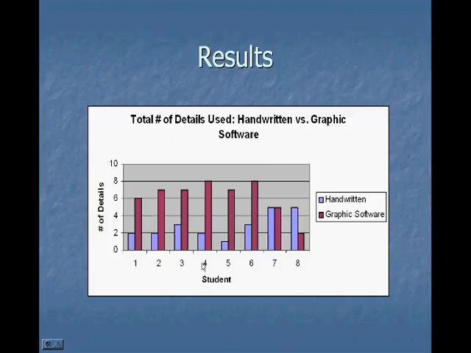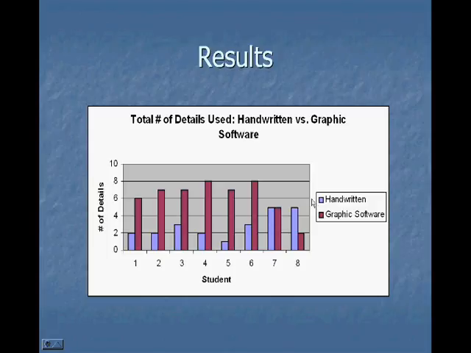And my results. My first three students, 1, 2, and 3, were my low-level writers. 4, 5, and 6 were my middle-level writers, and 7 and 8 were my high-level writers. Blue is their handwritten, and purple is the graphic software compositions. And this one's the total number of details used. So you can see, using the graphic software for my low and my middle writers, I actually got great increases. All 6 of these kids met that 50% increase that I was hoping for.